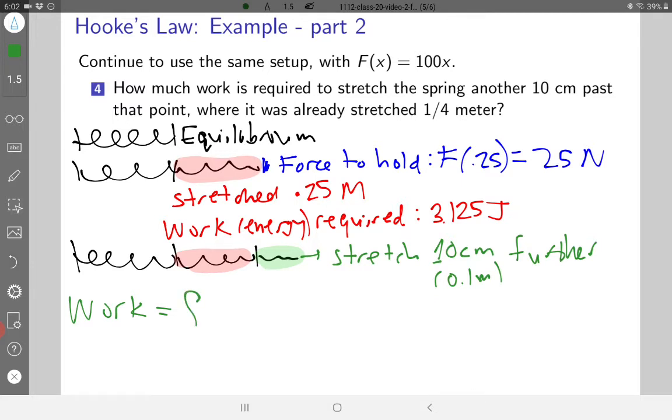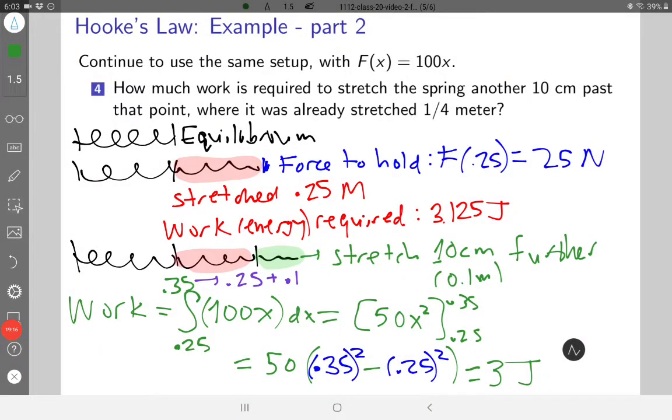Well, I'm going to set up another integral. The function inside is force, or 100x, we got from Hooke's law. And in this case, the limits of integration are from 0.25 to 0.35. The 0.25 represents the quarter of a meter it's already been stretched, and the 0.35 represents the extra tenth of a meter that I'm going past that. Now I get the same antiderivative, that 50x squared, as I did before. I'm going to plug in my limits of 0.25 and 0.35.